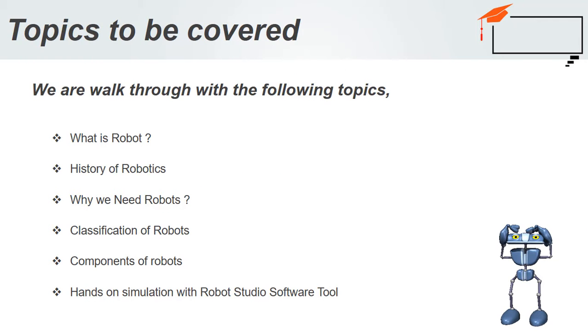So what are the topics we are going to cover? We will walk through the following topics. What is a robot? We will discuss the brief history of robotics, why we need robots, and the general classification of robots. Then what are the components of robots, and we also have hands-on simulation with the RobotStudio software tool. For understanding purposes, we don't have a real robot, but we have a virtual robot with the help of software, where we can give instructions to the robot to perform a task that we want it to do in a particular scenario or field.